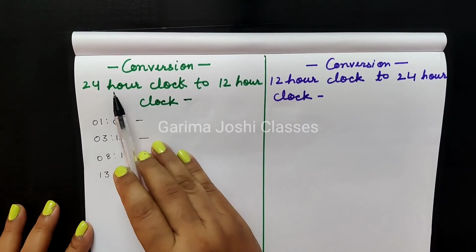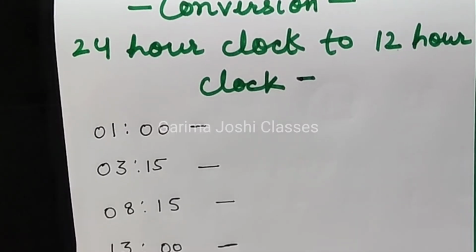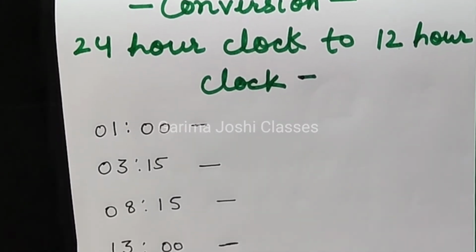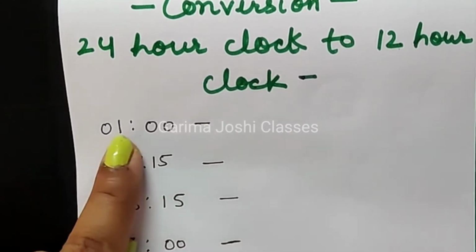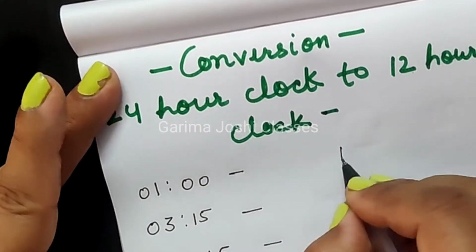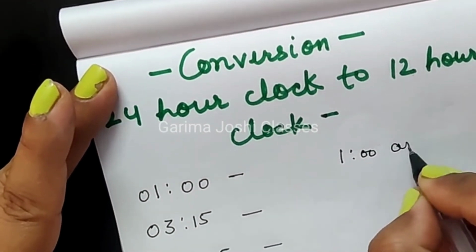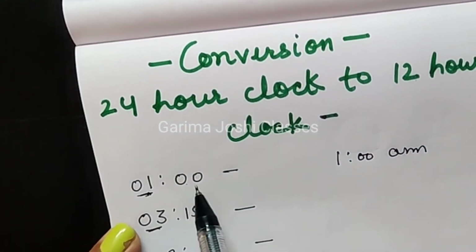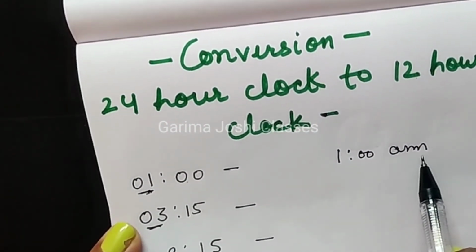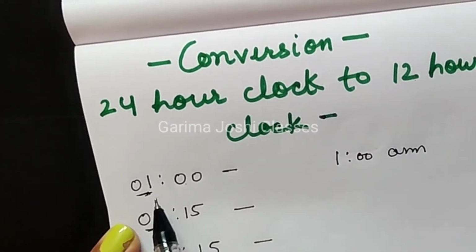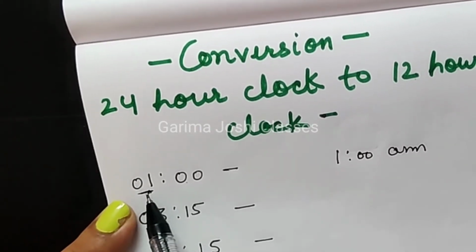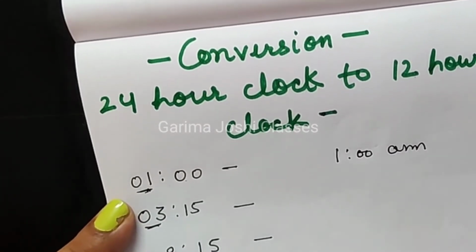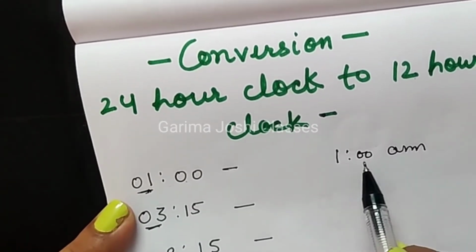Children, conversion of 24-hour clock to 12-hour clock. We know that from 12 midnight till 12 mid-noon, there are no changes in both the clocks. If it is written 1 hour, that means it is 1 a.m., morning. When we see 1 hours, it is 1 a.m. in 12-hour clock. Why are we not changing here? Because this digit is lesser than 12. That means it is not resetting. It means it is morning time or a.m. time. So it will be 1 a.m.